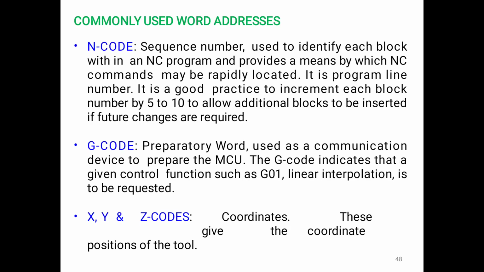The commonly used word addresses are the N code, the sequence number, which identifies each block within the NC program and provides a means by which NC commands may be rapidly located, and the G code, the preparatory word used as a communication device to prepare the machine control unit. The G code indicates that a given control function, such as G01 linear interpolation, is to be performed, and the X, Y and Z codes give the coordinate position of the tool.